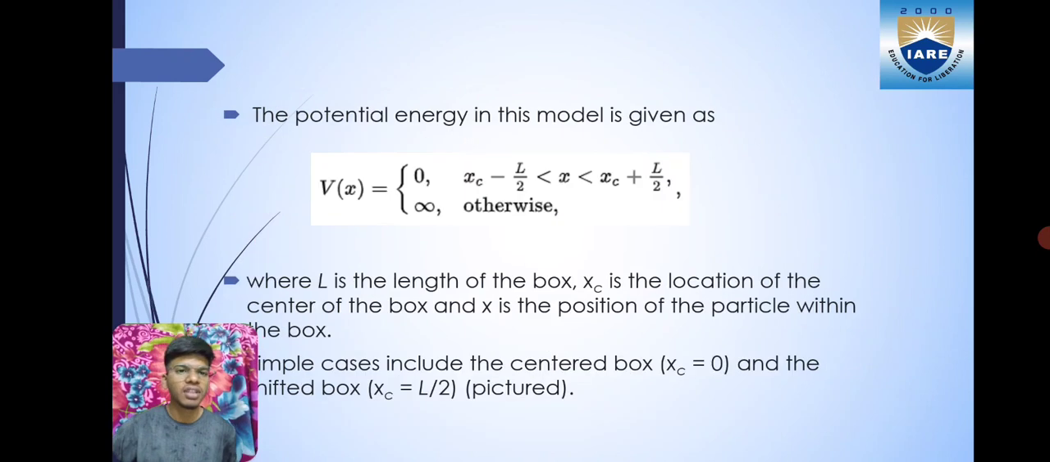Next, the potential energy in this model is given as V(x) = 0 for xc − L/2 < x < xc + L/2, and infinity otherwise, where L is the length of the box, xc is the location of the center of the box, and x is the position of the particle within the box. Simple cases include the centered box, xc = 0, and the shifted box, xc = L/2.